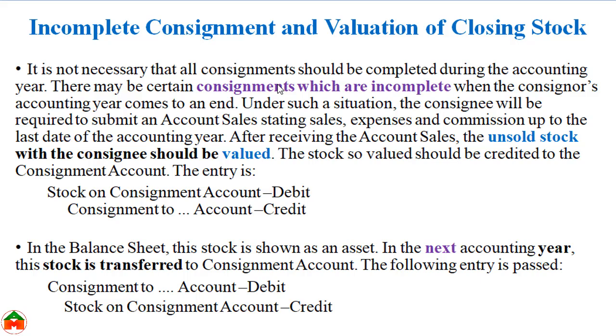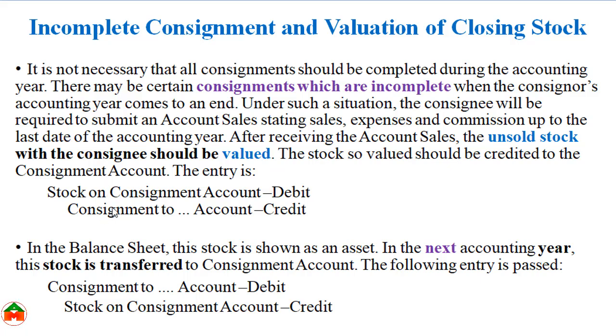Then the unsold stock should be valued, and the journal entry with the value of unsold stock will be: stock on consignment account debit, and consignment to, here you should mention the consignee name, credit. Suppose you are sending the product to Mr. Obaidul, then consignment to Obaidul. Whenever there is any unsold stock during the consignment process, that stock should be valued, and the journal would be stock on consignment account debit and consignment to consignee account credit.